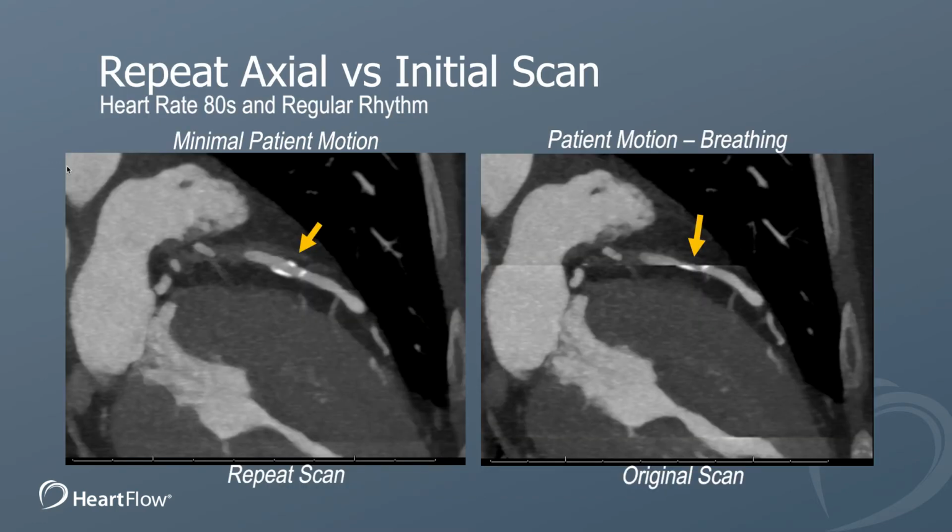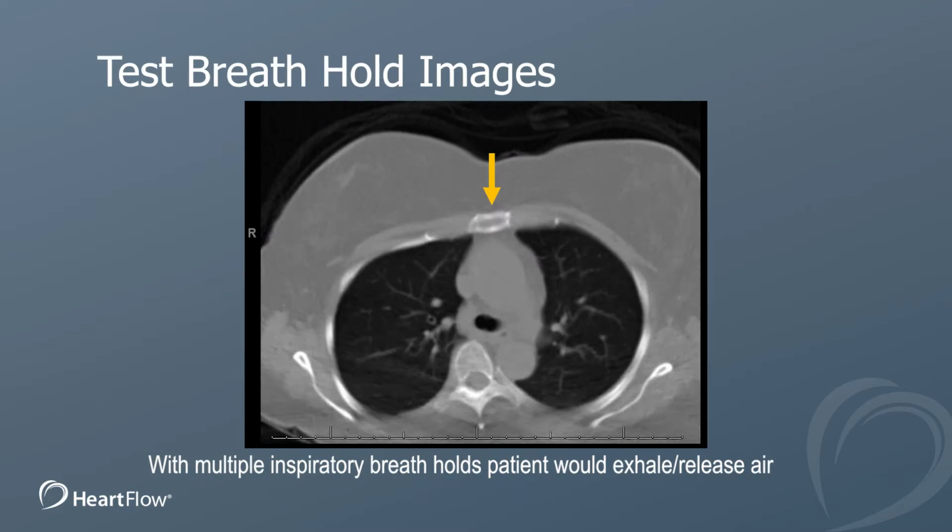Now you can see the image on the repeat scan showing no misalignment artifact and clear depiction of the plaque and stenosis. And if you compare that to the other scan where there's motion artifact and misalignment, you can see the difference clearly. Here's another example of using test breath hold images before contrast, which can be very helpful.